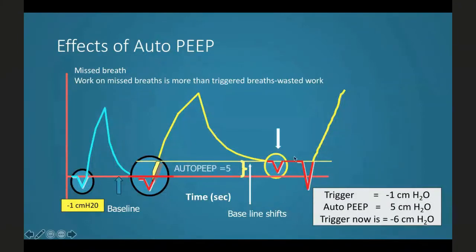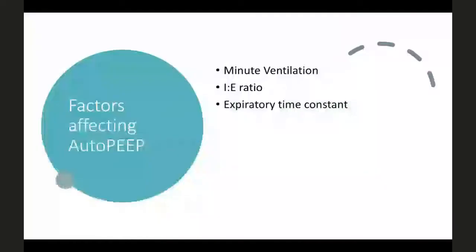So after some time, the patient again takes a deeper inspiratory effort. It goes to -1 below this new baseline. That means 5 plus 1, 6. Now the new trigger has become -6. So the patient will have to give that much inspiratory effort to get an assisted breath. This is how auto-PEEP results in increased effective trigger value, and if the trigger is not reaching that level, it becomes wasted work.